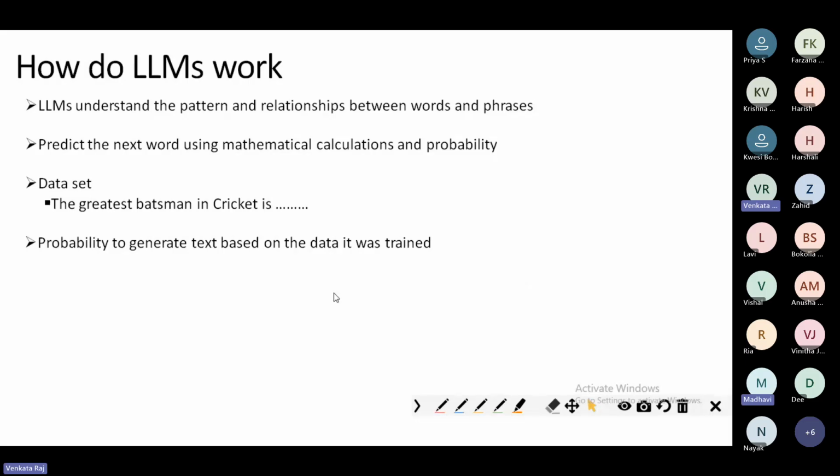So it basically uses probability, guys. It basically uses probability to generate the text. And which data will it use? It will use the data on which it was trained. So on the data on which it was trained, it will use the method of probability to generate the output. Clear? That is what I discussed, right? So the LLMs depend on the training data to generate the output. Clear?